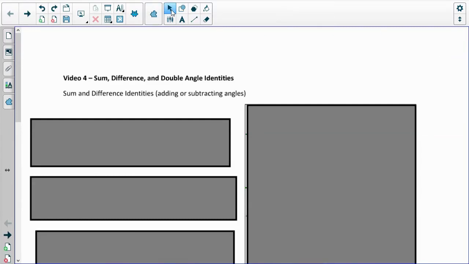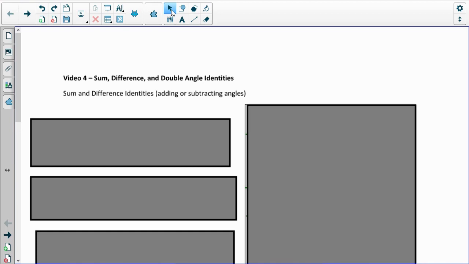The following video is on sum, difference, and double angle identities. We spent a lot of time in the first couple days of this unit learning about trig identities such as Pythagorean identities and reciprocal identities and other things like that that are a little bit straightforward. These identities, you have to know them, but you don't really have to know where they come from.